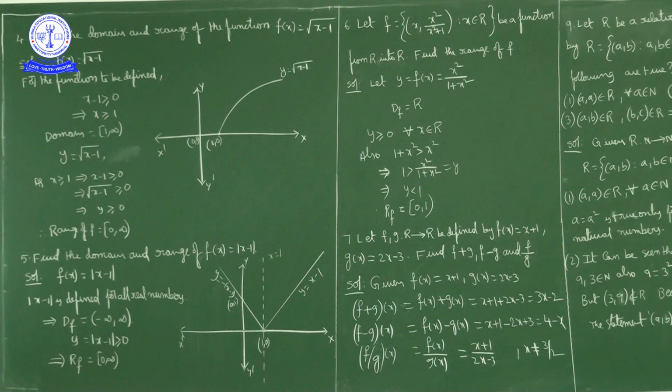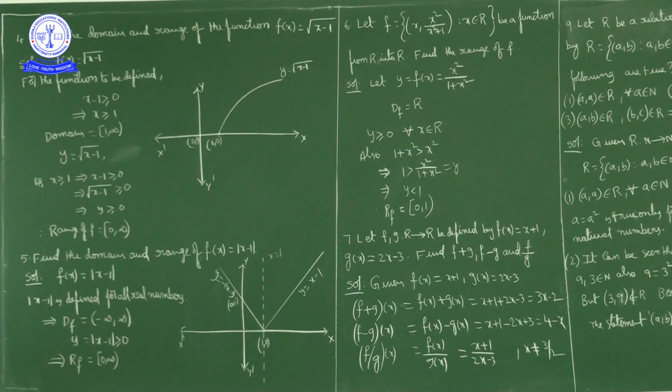Now if you observe, y is equal to x square upon x square plus 1. x square is always greater than or equal to 0. 1 plus x square is always greater than or equal to 1. So the numerator is positive or 0, the denominator is always positive. So positive upon positive is greater than or equal to 0. So the y value is always greater than or equal to 0 for every real number.